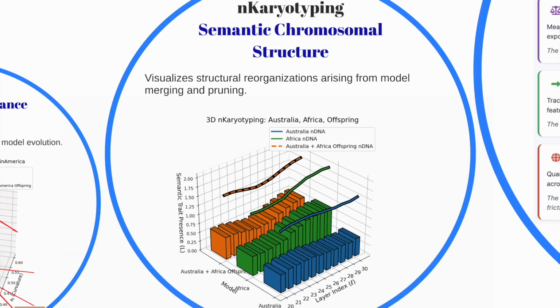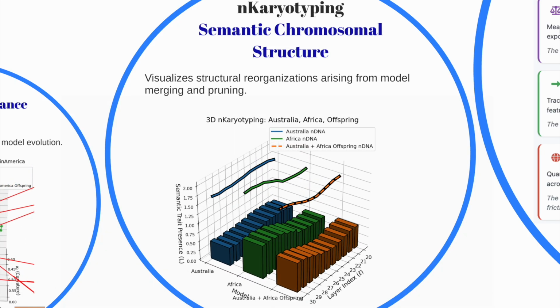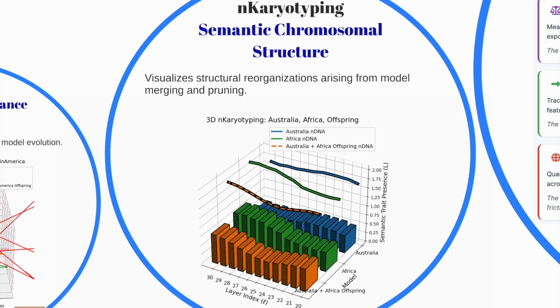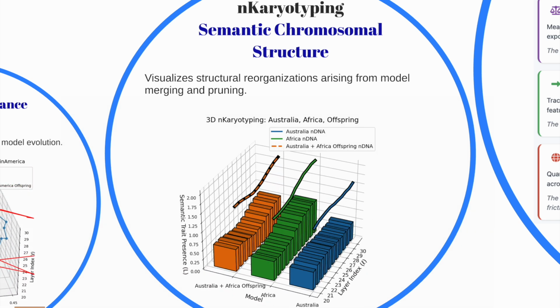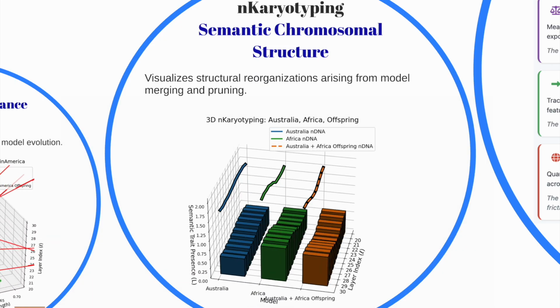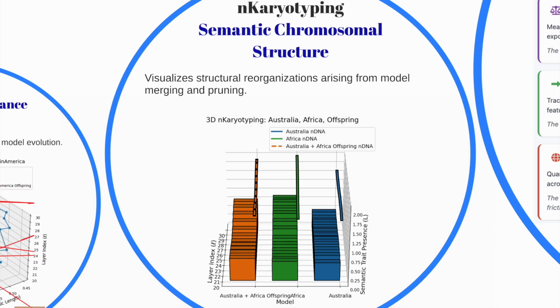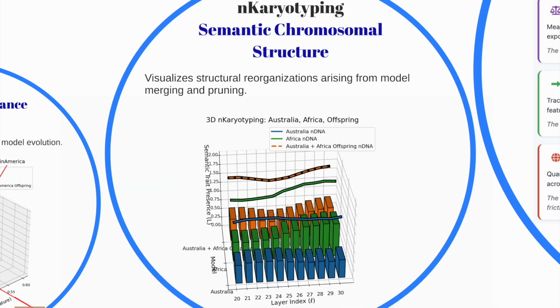Early mid layers. The offspring redistributes presence rather than simply averaging. Some Australia-heavy blocks shrink while Africa-heavy blocks are retained or moved. Mid layers. Consolidated plateaus appear in the offspring where one parent had scattered bars. That is a structural duplication of a blended concept block, useful for stable mid-level reasoning.